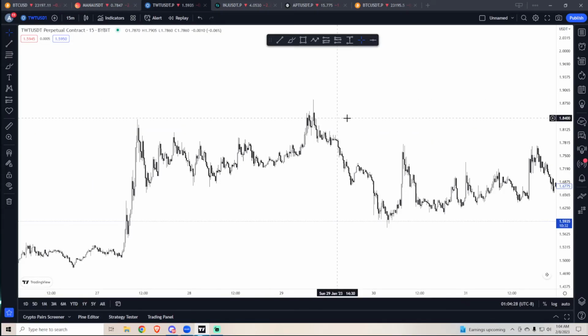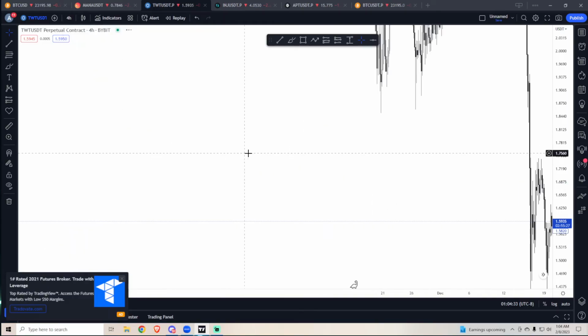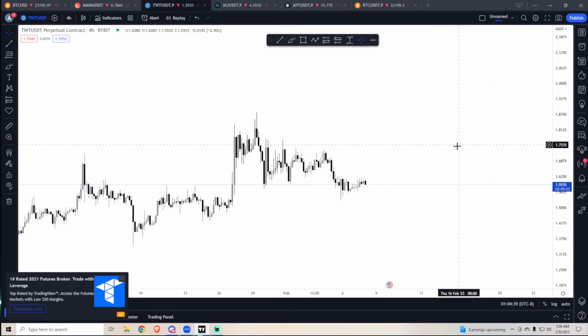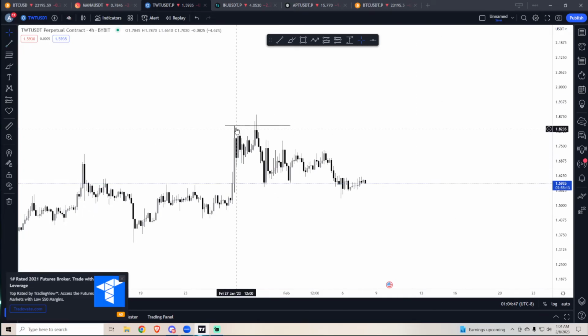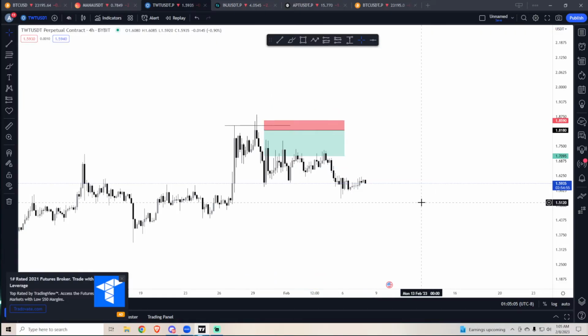Let's take a look at this coin, TWT, Trust Wallet, I think it is. Here was the previous swing high, right? Now this candle took it, closed below, and if you had opened up a short, right, and placed your stop loss above that wick, you would have gotten stopped out.